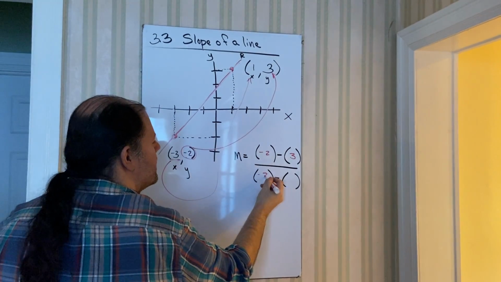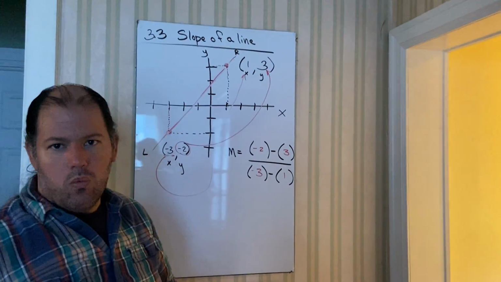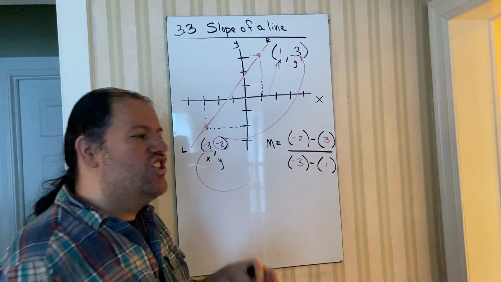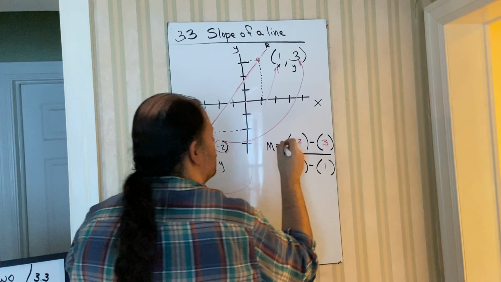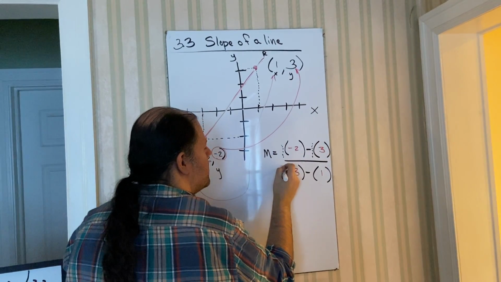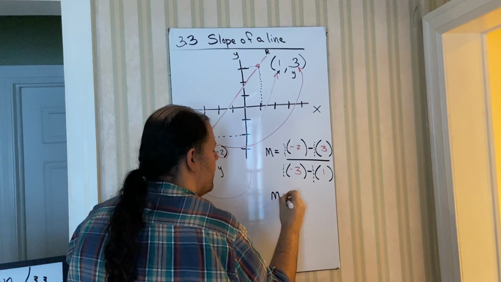Negative 3 to a 1. Okay. Once I have that, then what you're going to do is just calculate by simplifying. Boom, boom, boom, boom. And now we can distribute.